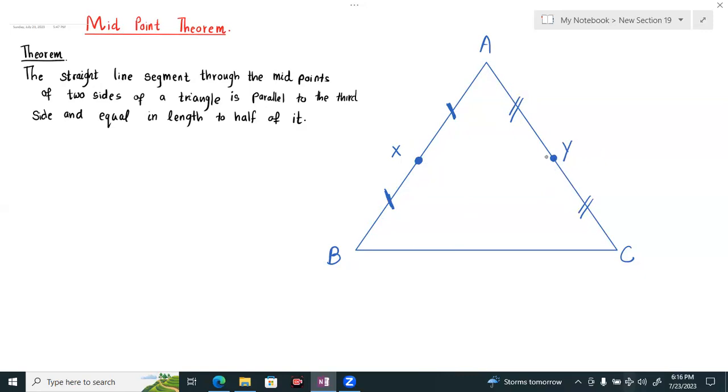But it is not an isosceles triangle, it is a general triangle, okay, just a triangle. Now here, to mention that Y is the midpoint, I can indicate it using these two straight line segments, okay?